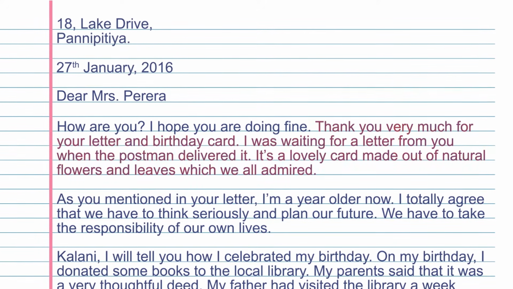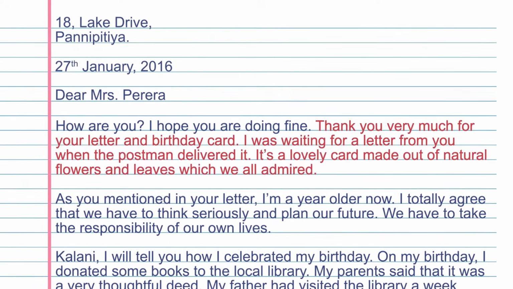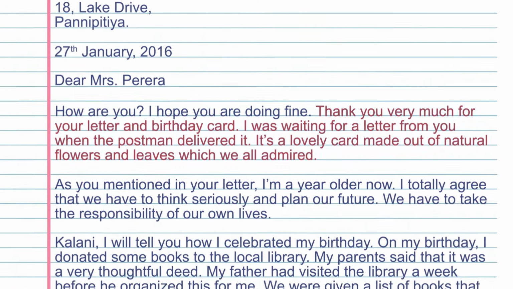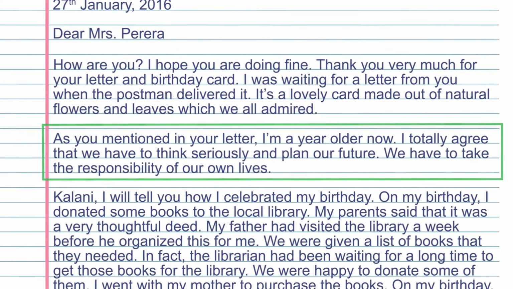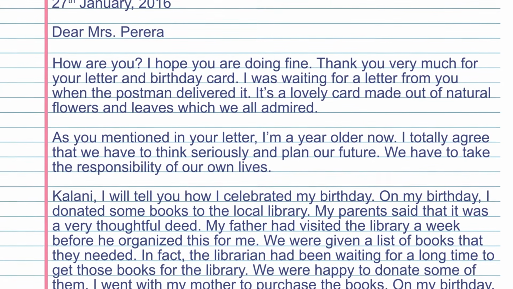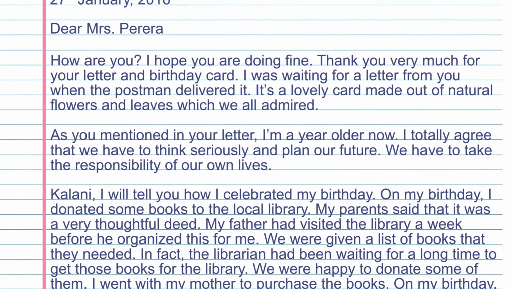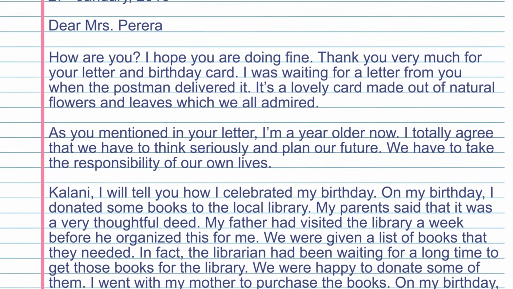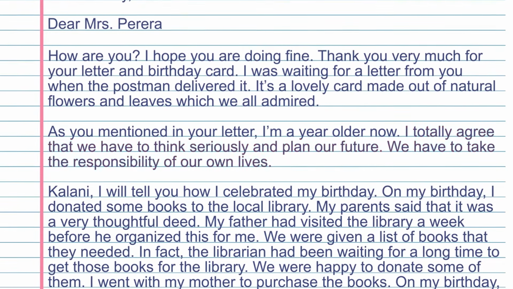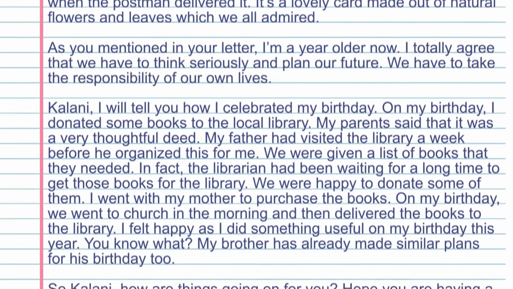In this first paragraph, Farah also thanks Kalani for her letter and birthday card, and she even describes what the card looks like. In paragraph 2, Farah briefly acknowledges what Kalani had mentioned in her letter too. We have obviously not read Kalani's letter to Farah, but we can get an idea of it when she says, I totally agree that we have to think seriously and plan our future.